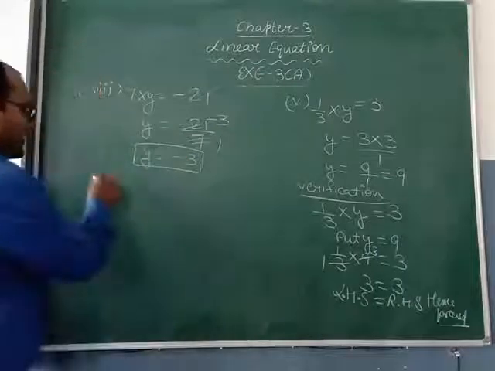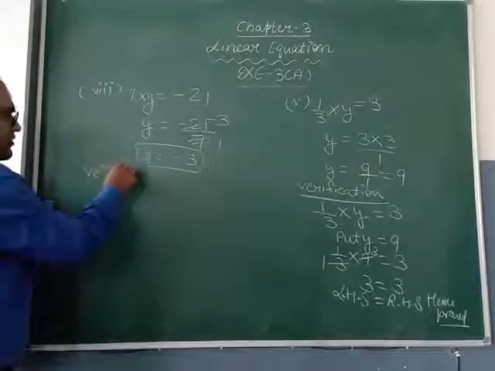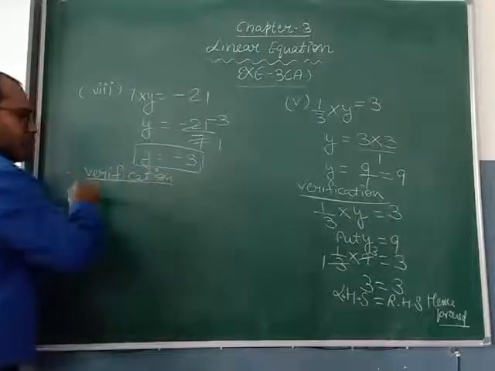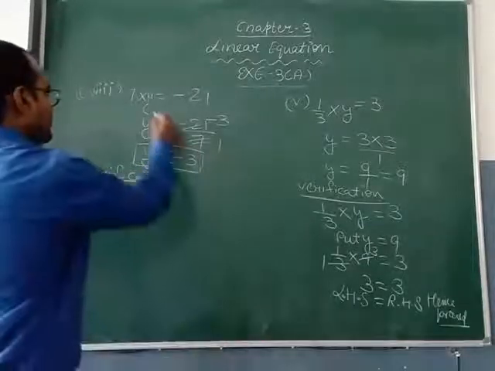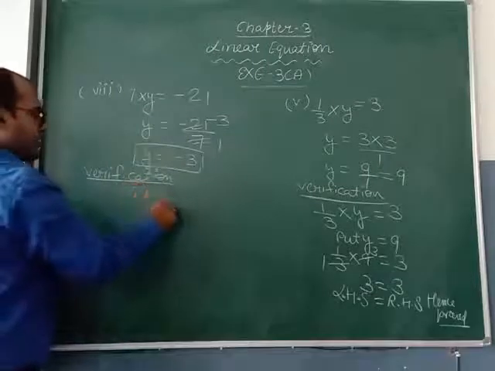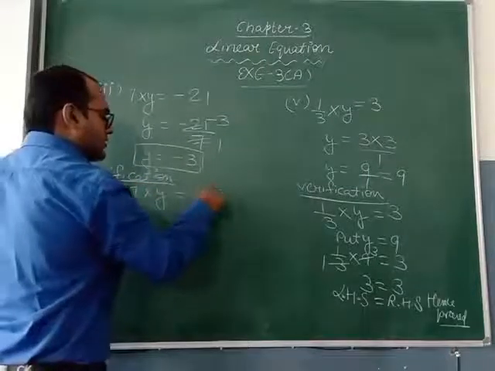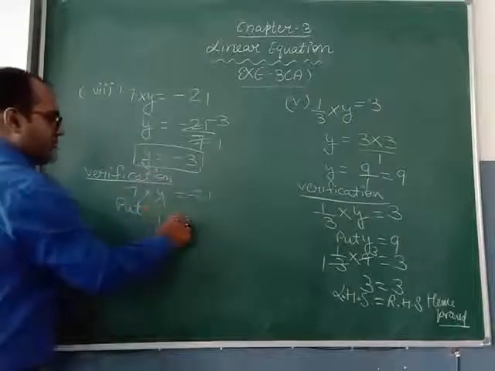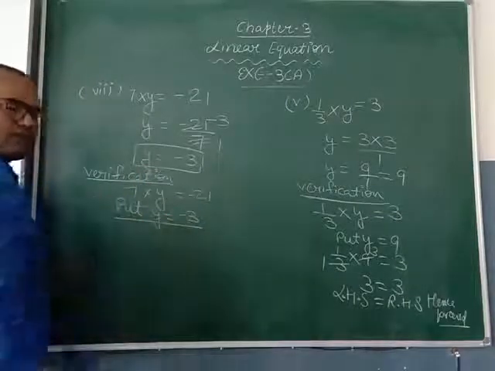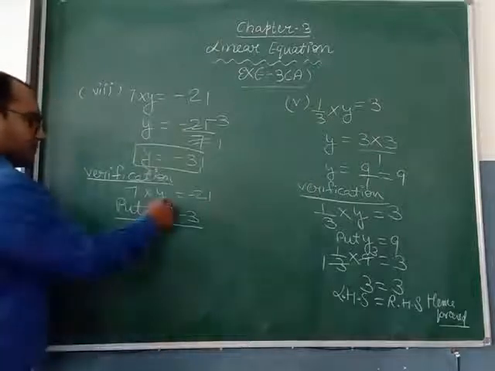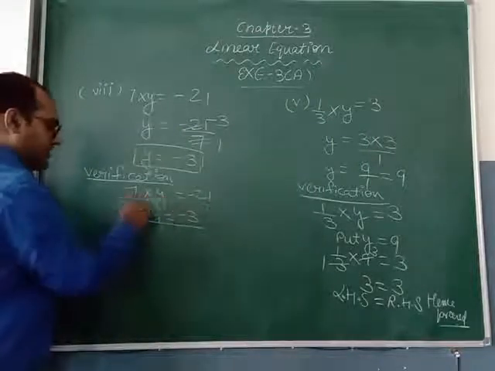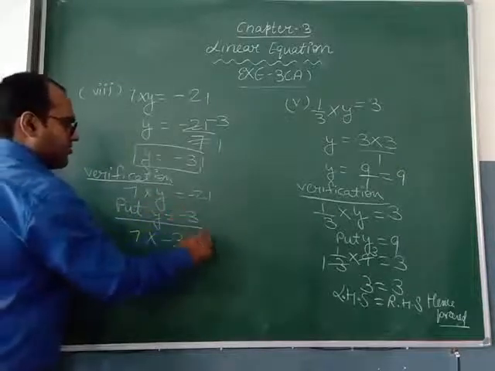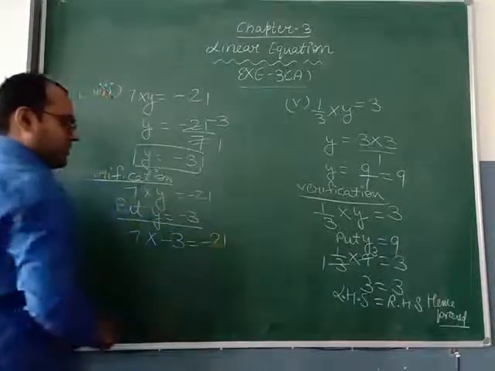Now we have to verify our answer. So we will write verification. In order to verify our answer, we will write the question 7 into y is equal to minus 21. Then we have to put the y value: y is equal to minus 3. So in place of y, we will take minus 3. 7 multiply y value, which is minus 3, equal to minus 21.